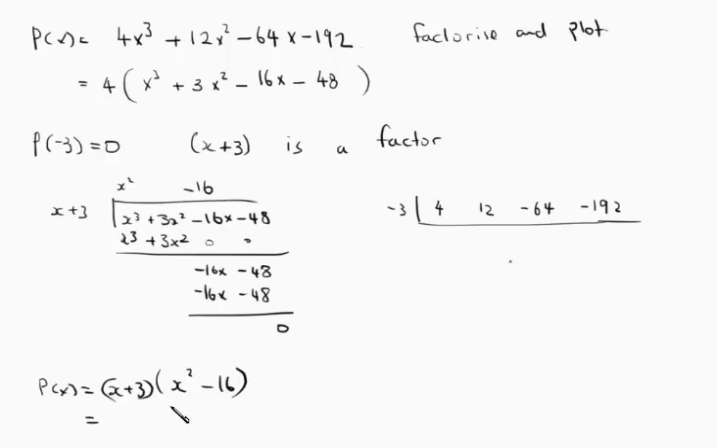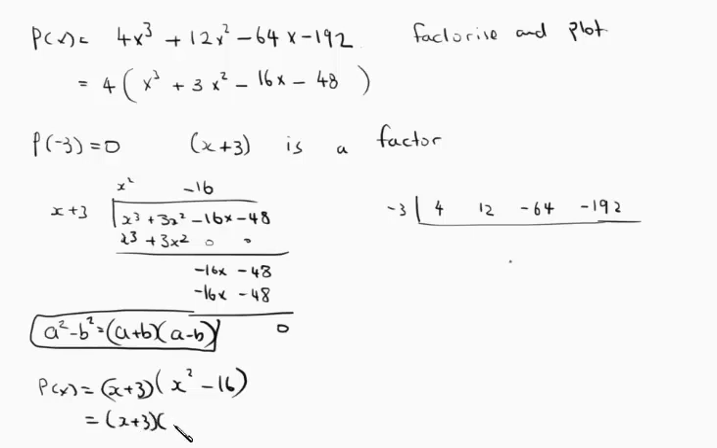But now this one is easy to figure out. You know that a squared minus b squared is a plus b, a minus b, right? This is one of the basic rules of algebra from like year 10. So this is x plus 3, and then x plus 4, and then x minus 4, right? So I can factorize like that. So yeah, this is long division.